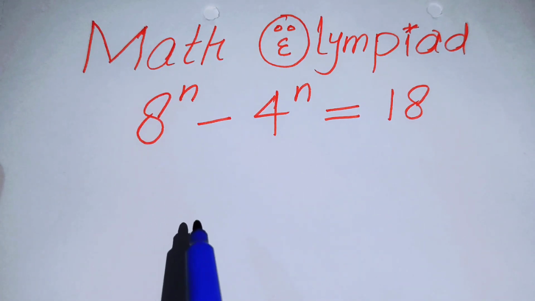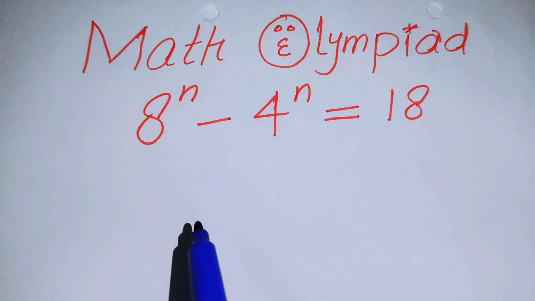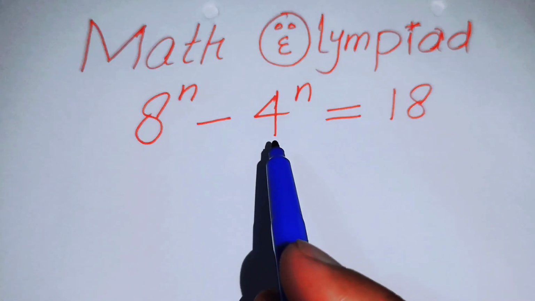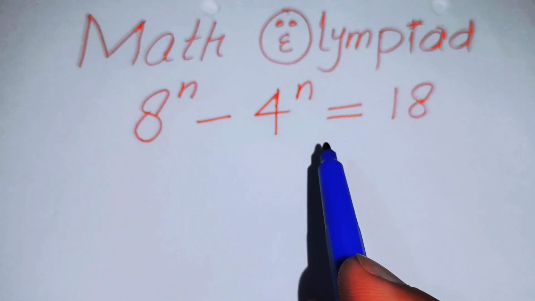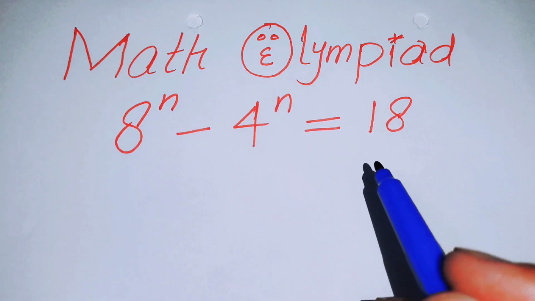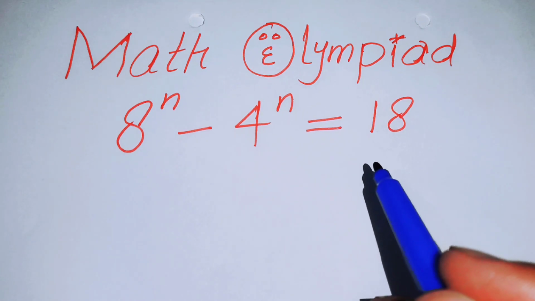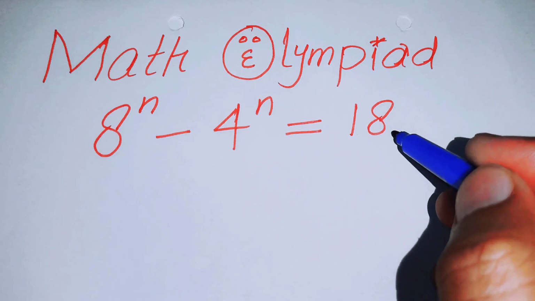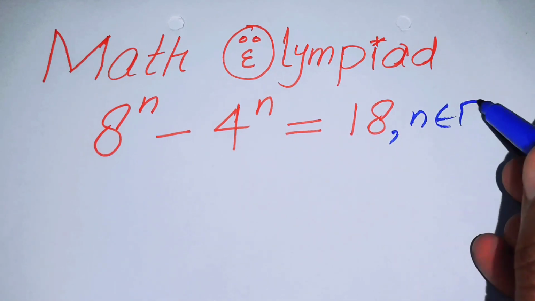In this video we are going to solve this nice algebra problem, and here we have 8 to the power of n minus 4 to the power of n is equal to 18, and we will solve this problem for the values of n. So the real values of n. Remember one thing: we can solve this problem for the real values of n.